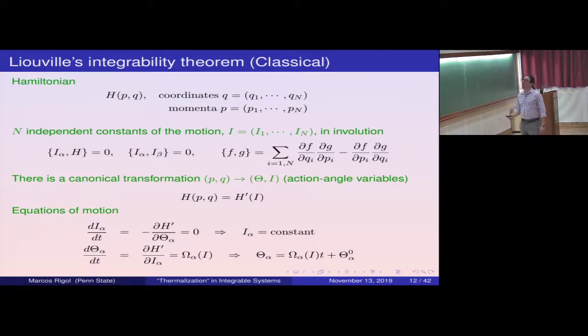Then there is this theorem, Liouville's integrability theorem, that tells you that there is a canonical transformation from the P's and the Q's to action-angle variables, and the Hamiltonian then takes this form. And then you see that the equations of motion in these action-angle variables are trivial. So the I's are obviously conserved, and then the angles just have a trivial evolution. Okay, and that's what people think about evolution on a torus.